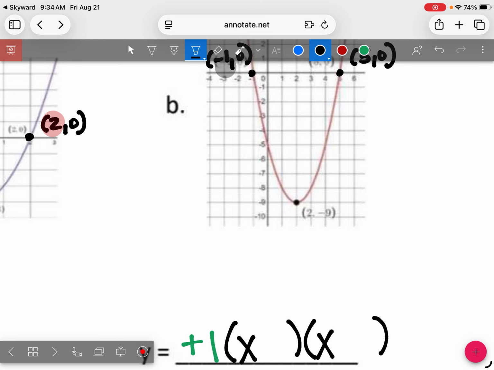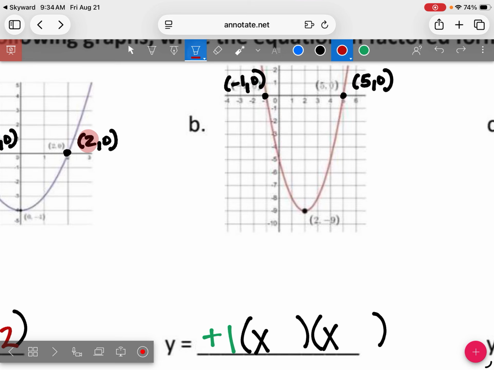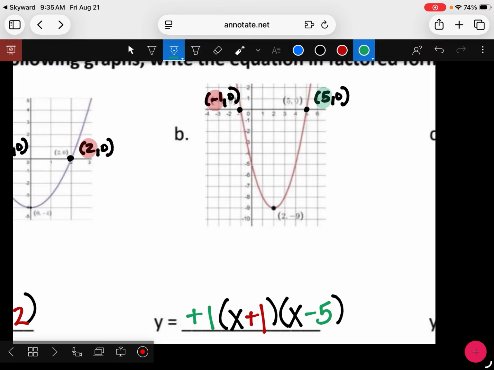All right, this is a -1. The opposite of -1 is what? +1. So put a +1 in the first parentheses. In the second parentheses, instead of a plus 5, I'm going to put a minus 5, and that would be my answer.